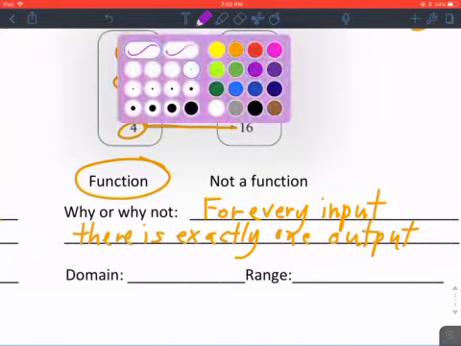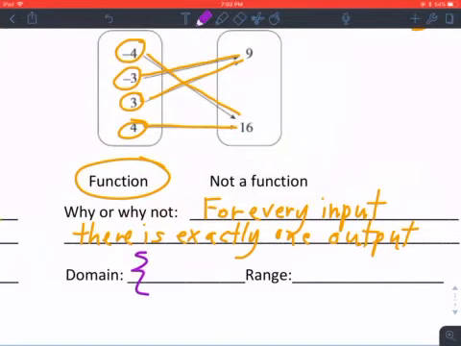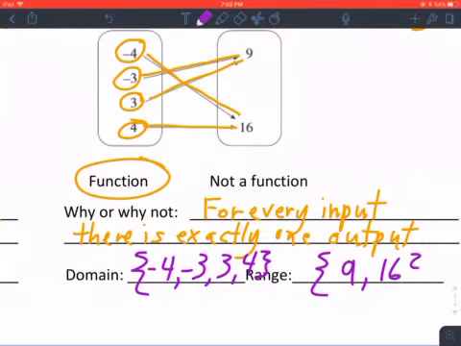My domain, again, is my x values. So in set notation, it's -4, -3, 3, and 4. And my range is my y values, and it's just two numbers, 9 and 16.